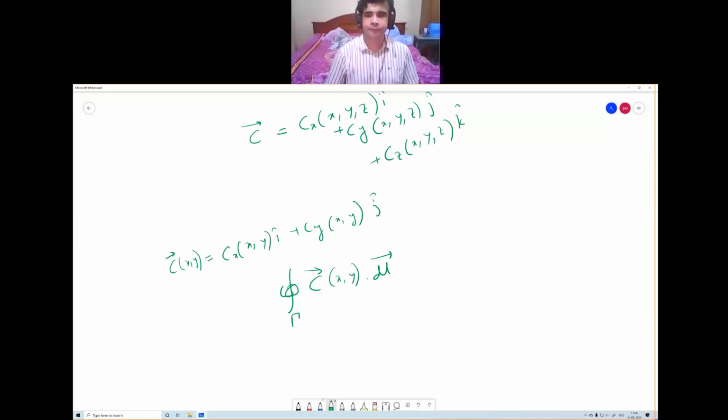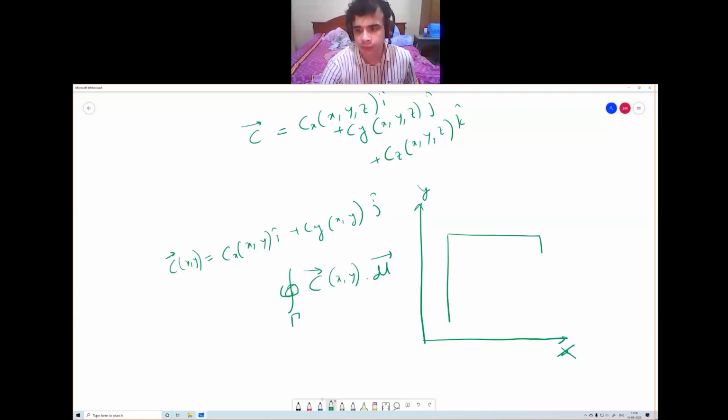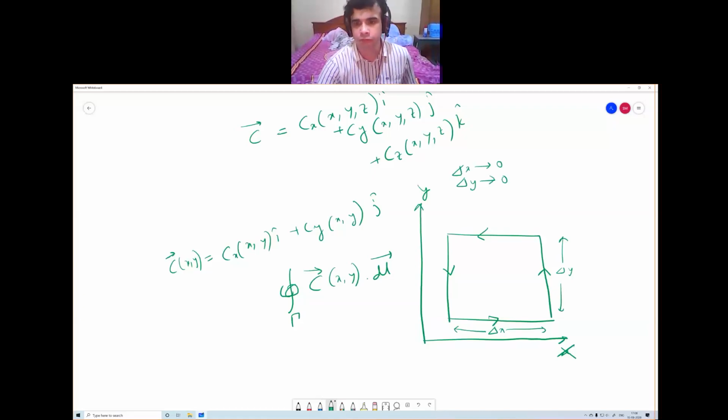So let us take, for our convenience, a square path. This is a 2D coordinate system, x and y. This is x, of course. And this is the closed path along which we are integrating. This is a rectangle whose length is delta x and breadth is delta y, with both delta x tending to 0 as well as delta y tending to 0.